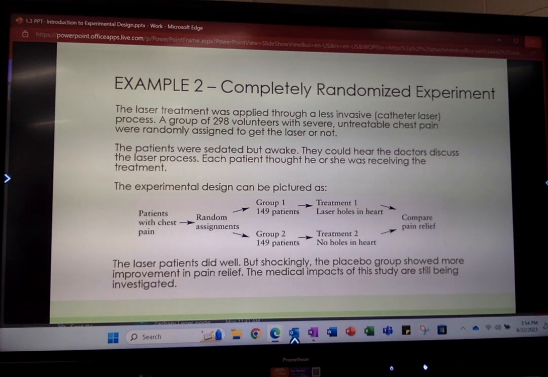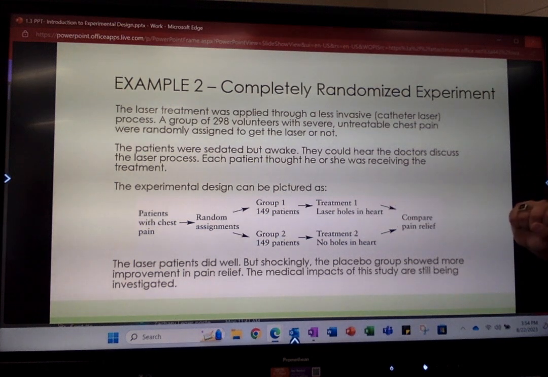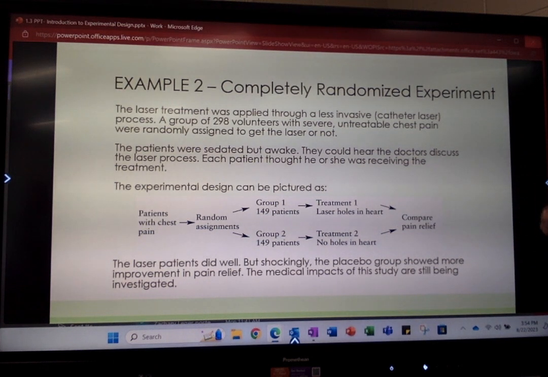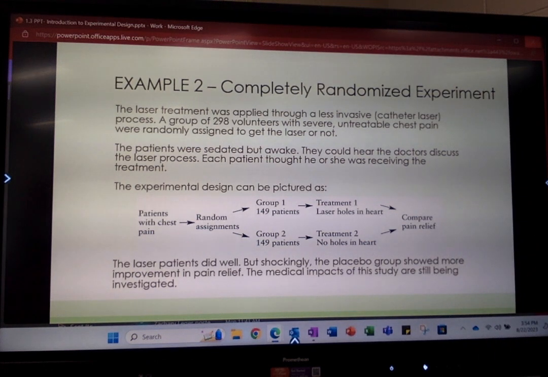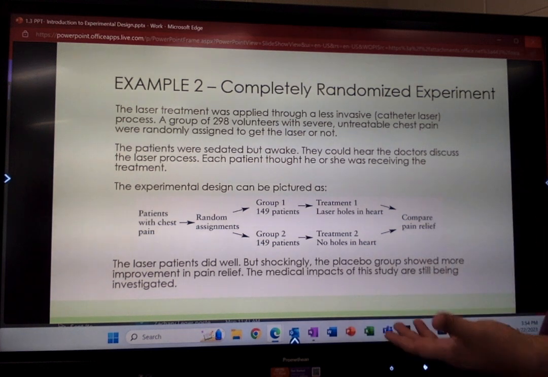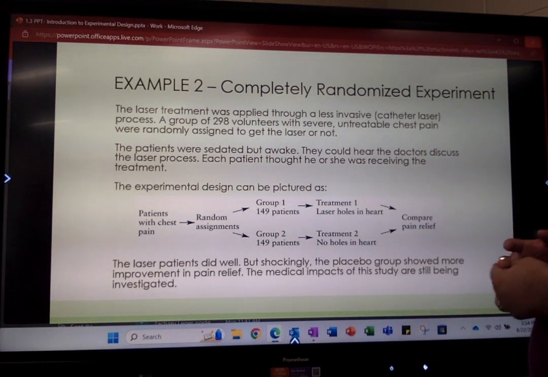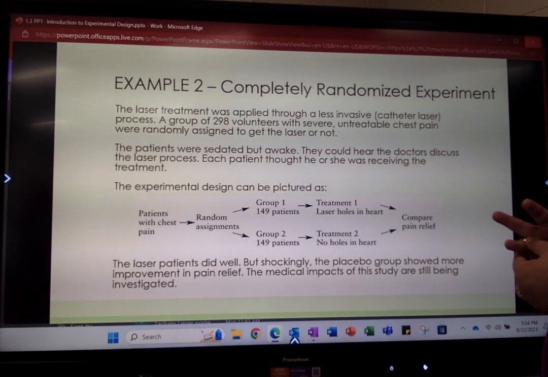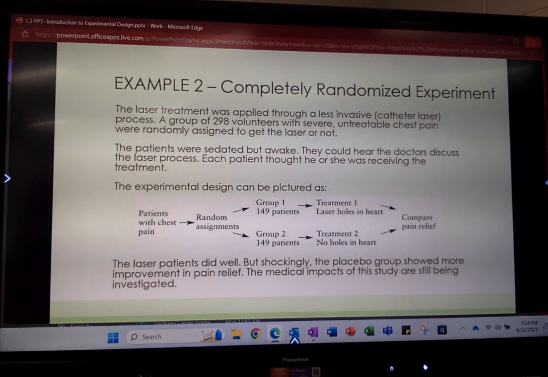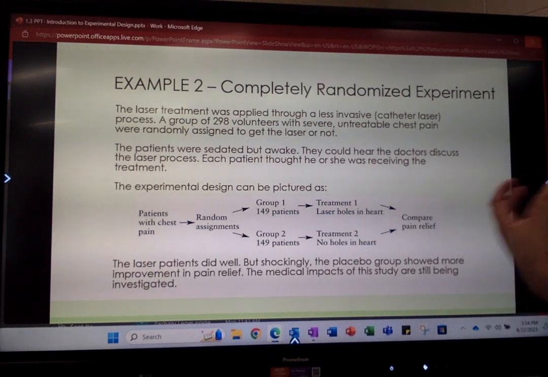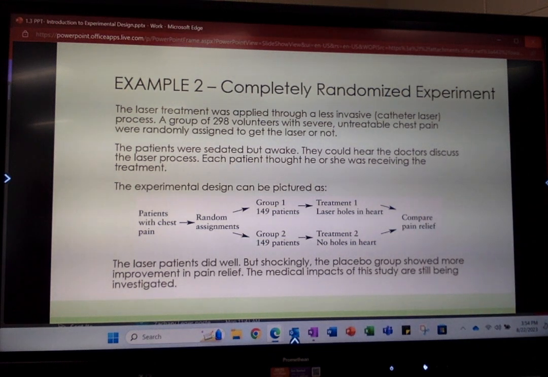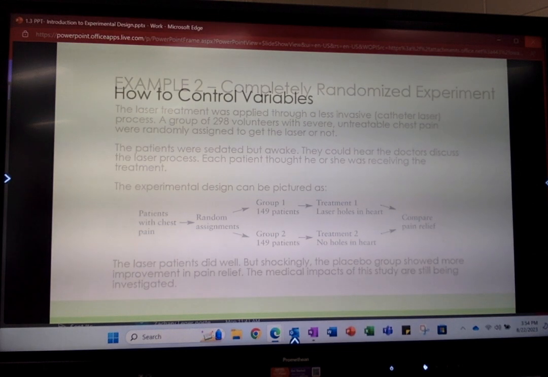So the laser patients, the treatment group, actually did well. But shockingly, the placebo group showed more improvement in pain relief. So that probably tells us that maybe this process is not really the best method for relieving chest pain. The medical impacts of the study are still being investigated.